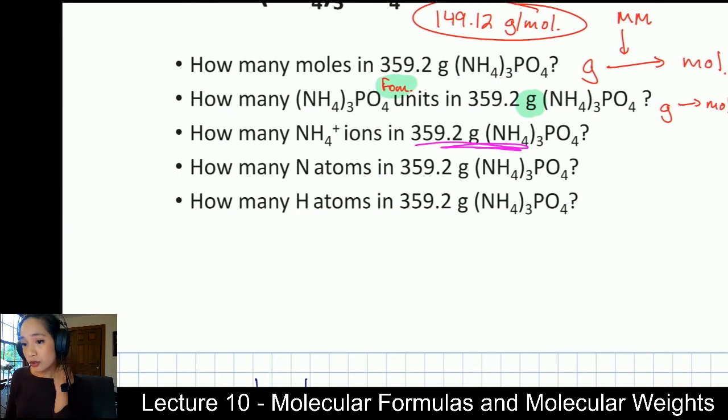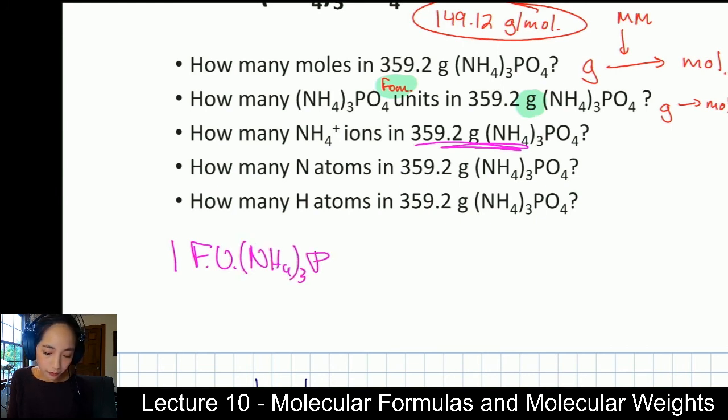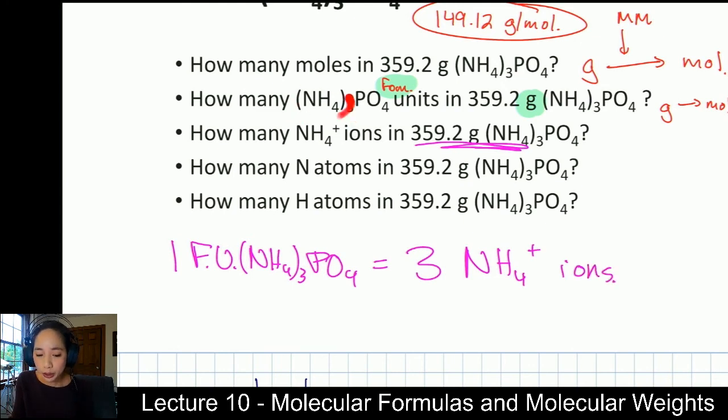So we need to go from formula units to a specific ion, but we can set up a ratio because of the formula of the compound itself. For every one formula unit of (NH4)3PO4, there are 3 NH4+ ions. That's what the parentheses mean, there's 3 of them. There's 3 ammoniums in every full unit of this chemical compound. So we can use this ratio to get to the answer that we need.